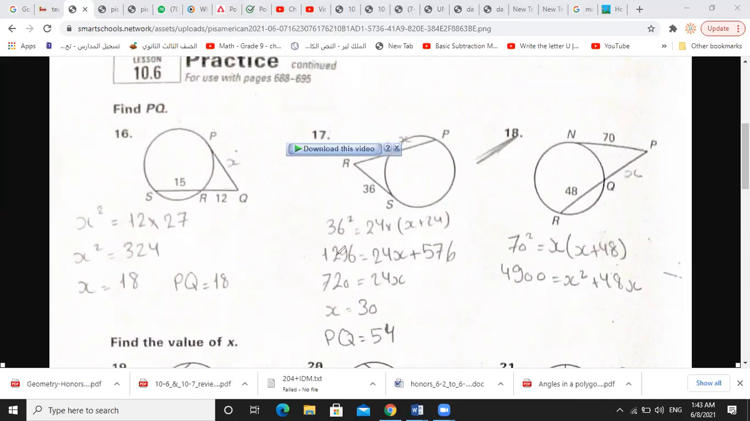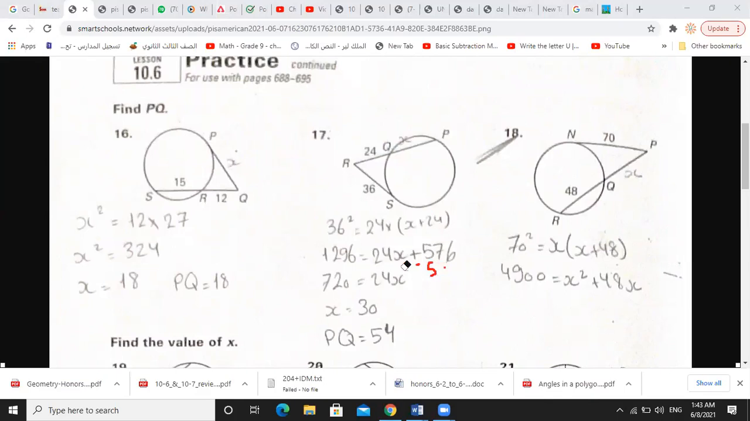576. Now we will combine the like terms together. We will subtract 576 from both sides. It will be 720. Now we have 720 equals 24x. We will divide both sides by 24 to find the value of x. So the value of x will equal 30.